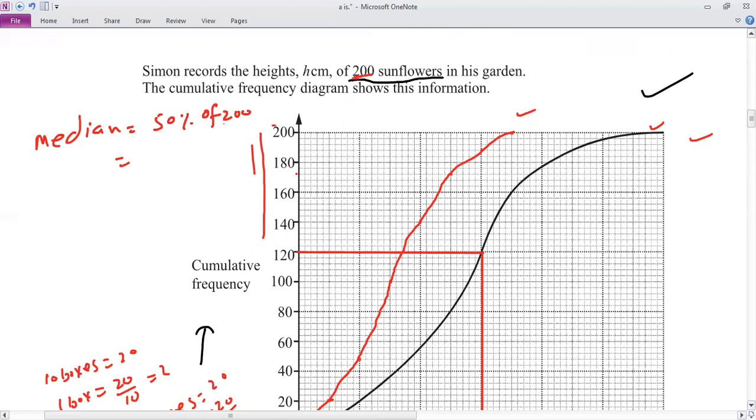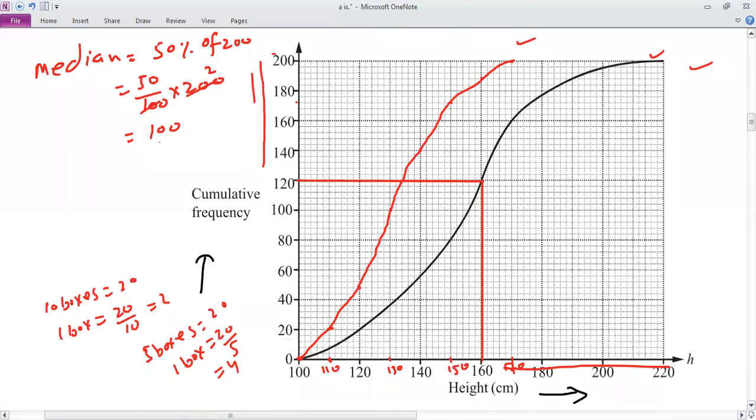The last cumulative frequency tells us the total. It is 50 over 100 times 200. If you cancel, it will be 2. The answer will be 100. So what you will do, from the 100, draw the line to where it touches the curve. Because you are finding for Simon, see where it touches the Simon graph, this one, and come down. That height will be the median height. What is this height? Can you tell me by counting?